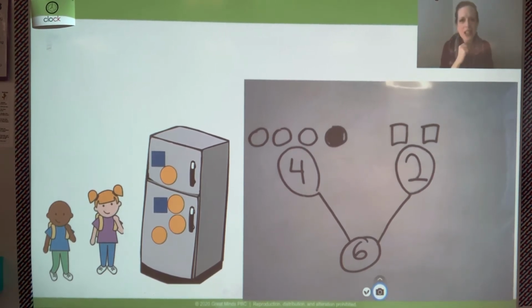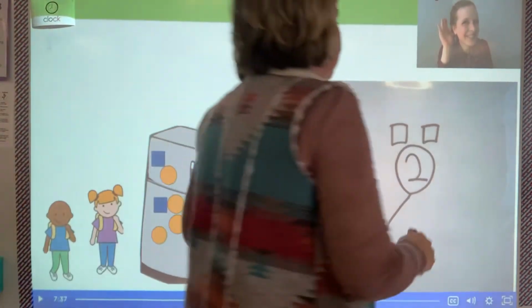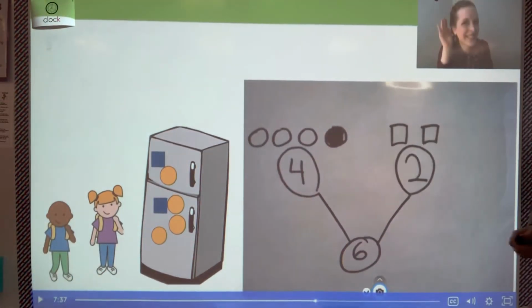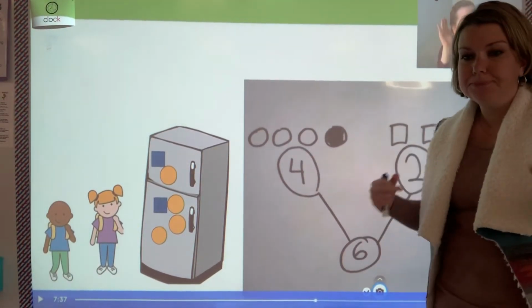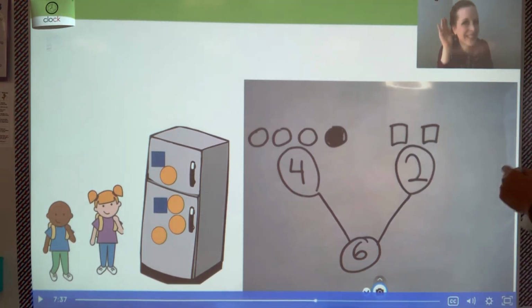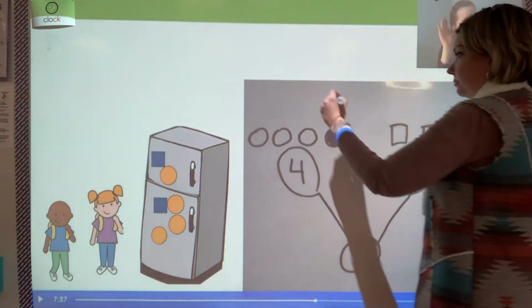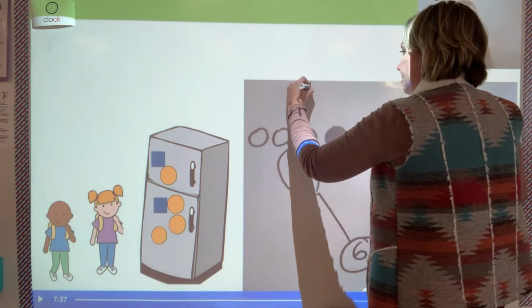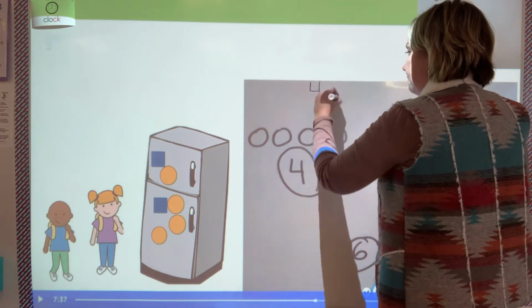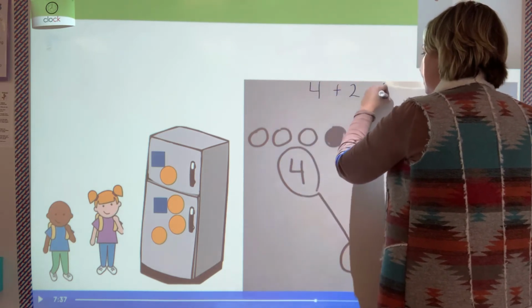What would our number sentence be? Tell the computer what you think. Okay, I want you guys to tell me. Raise your hand. What is our number sentence going to be? Anya. 4 plus 2 equals 6. So Anya thinks our number sentence is going to say 4 plus 2 equals 6.